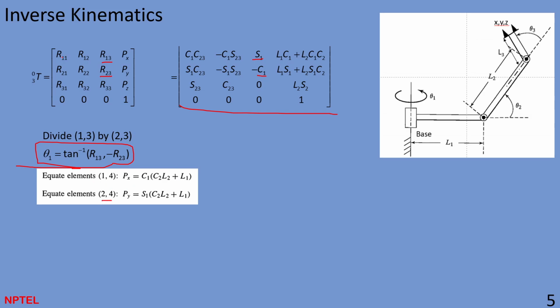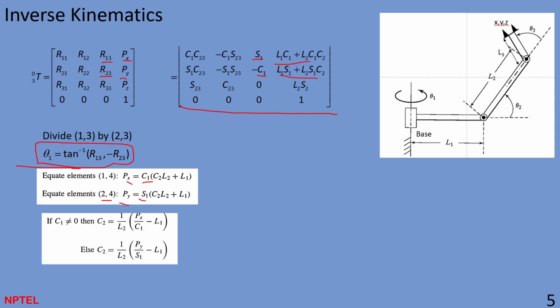What is 1 4? This is 1 4, so we need to look into 1 4. Where is 1 4? This is 1 4 and this is 2 4. Just equate it, and you already know theta 1. Let's say take c1 common, s1 common here, right? So that's what they did. They took c1 common, s1 common, and equated to, let's say, px and py, which is here. And you can divide this.